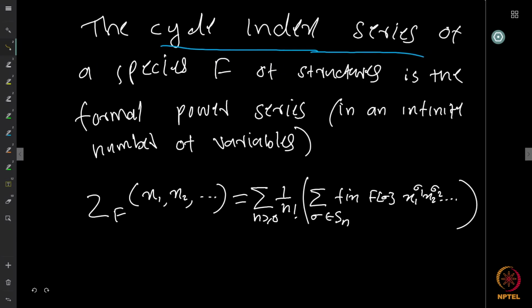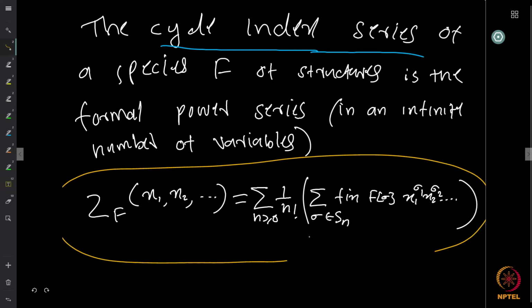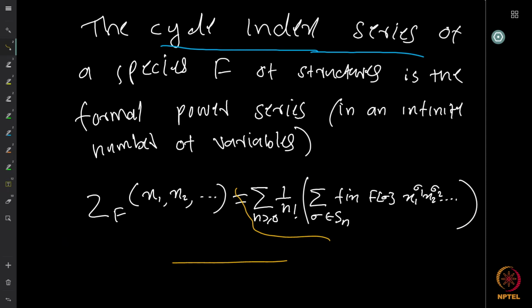Now, the cycle index series of a species F of structures is the formal power series in an infinite number of variables, F of x1, x2, x3, etc., equal to the summation over all n greater than or equal to 0 of 1 by n factorial, times the summation over all sigma belonging to S n of fix F of sigma, x1 raised to sigma 1, x2 raised to sigma 2, etc. It should be pretty clear where these objects are coming from, and what they mean, from our short excursion we did into Fourier's theory.